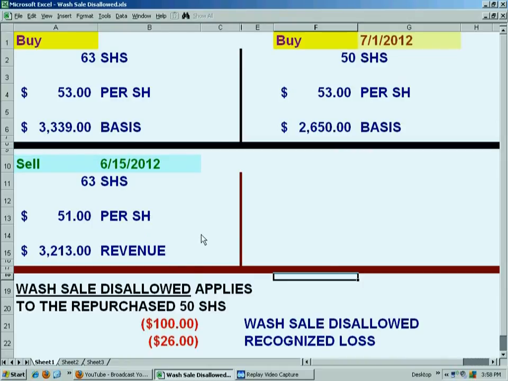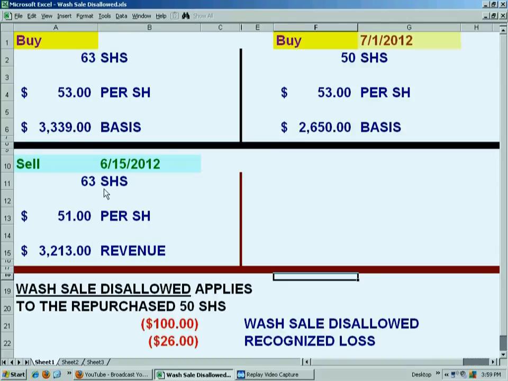So if you sell something, it doesn't matter if you're selling it at a gain. If this went from $53 a share to $55 a share, and you got $2 profit per share, you're going to have a gain. If you buy it back, it doesn't matter. It's only when you have a loss, and then you buy back the same exact stock ticker within 30 days, you're not going to be able to recognize the loss on the number of shares that you sold that you rebought.